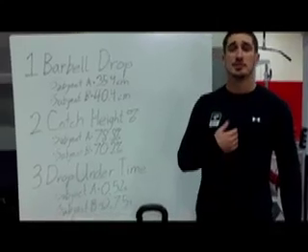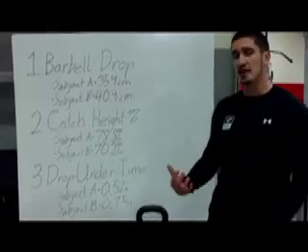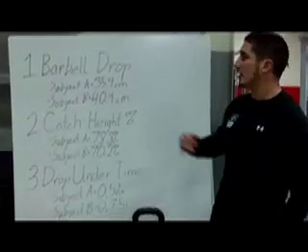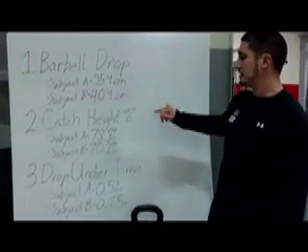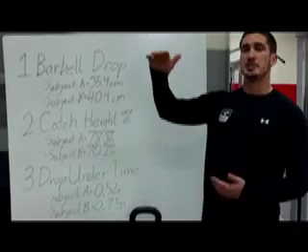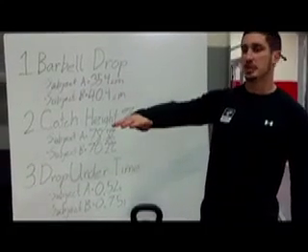Hi, my name is Ryan, and the purpose of this training video is to look at the linear kinematics of the snatch and how they affect your performance. So the three variables we will be looking at today are barbell drop, catch height percentage, and drop under time. Barbell drop is the amount of vertical displacement from the maximum height of your pull to the height of the barbell in the catch position.